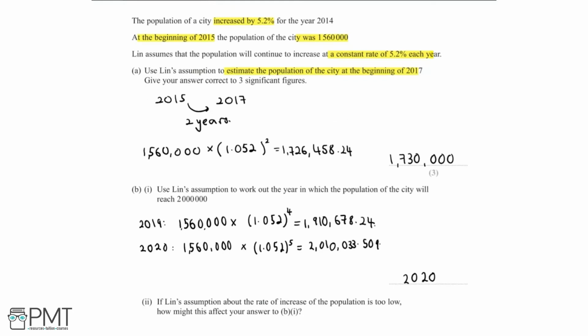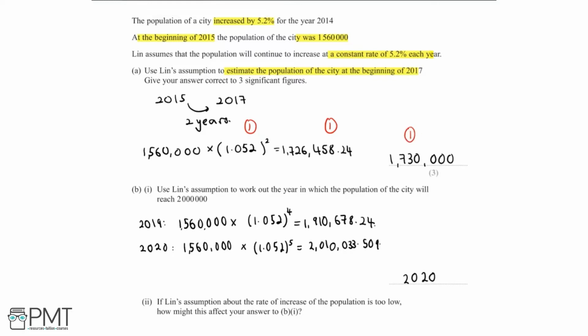Now this question is worth 6 marks, so let's take a look at where these marks are allocated. The first mark is for using our rate of population growth and our initial value in 2015 in order to start the process to find the population at the beginning of 2017. The second mark is for finding the correct answer of 1,726,458.24. And the third mark is for correctly rounding to 3 significant figures and getting an answer of 1,730,000.